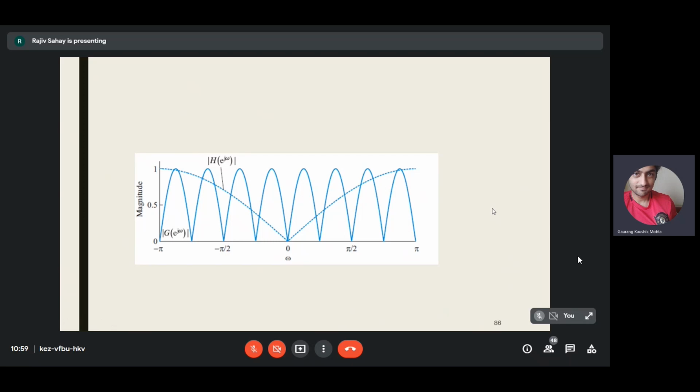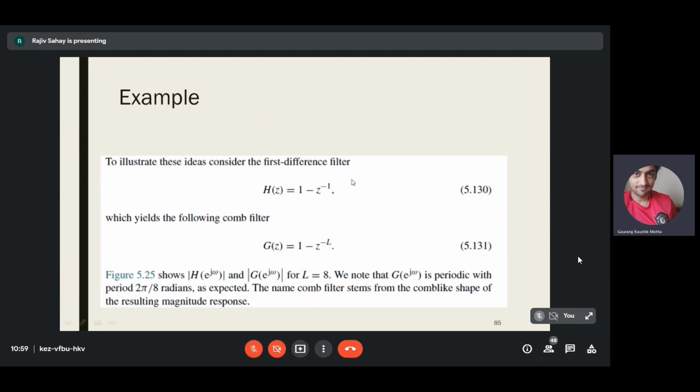So let us look at a very simple example. Let us consider a first difference filter, H of z equal to 1 minus z inverse. If you analyze this, this is just x of n minus x of n minus 1. So you take the inverse Z transform of this, you can obtain the impulse response, which will turn out to be the first difference.